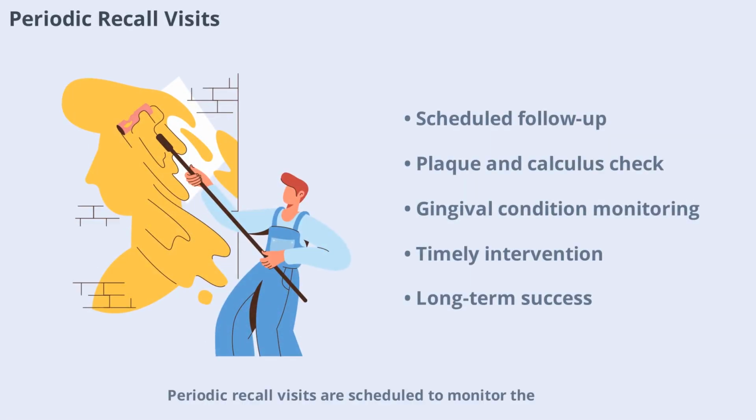Periodic recall visits are scheduled to monitor the patient's oral health and detect any changes early. During these visits, clinicians check for plaque, calculus, and gingival condition. Regular follow-up allows for timely intervention and supports long-term success. Recall visits are a cornerstone of the maintenance phase, ensuring that periodontal health is preserved.